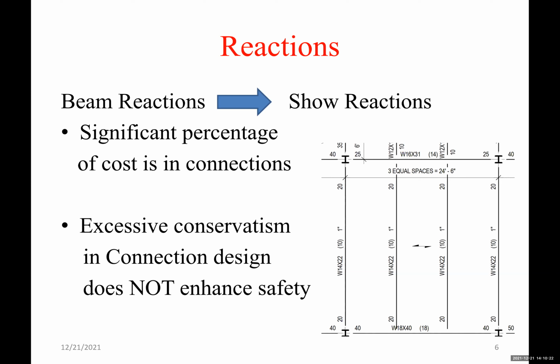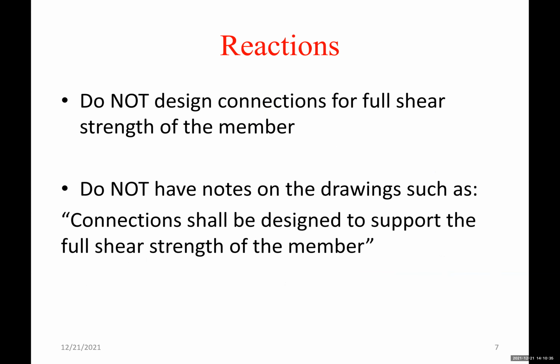There's no point to design for the full capacity of, for example, a W16 by 31, which could be 80 kips, if we need only 25 kips. There's no point for that. It's a lot of waste of material and labor. Do not design connections for full shear strength of the member. We just talked about that. Do not have notes on the drawings such as connections shall be designed to support the full shear strength of the member. Okay, these notes used to be on the drawings in the past.